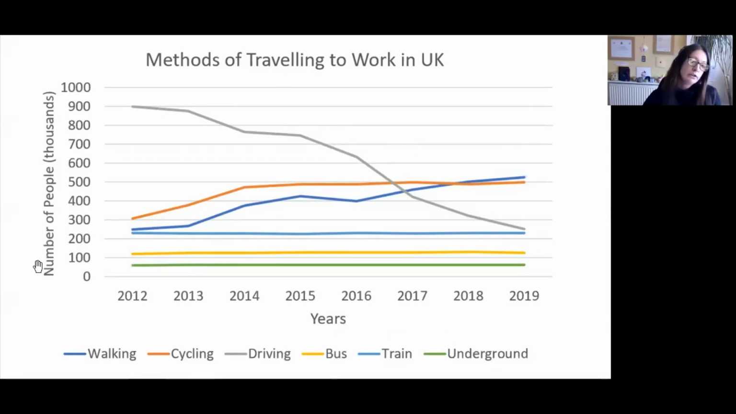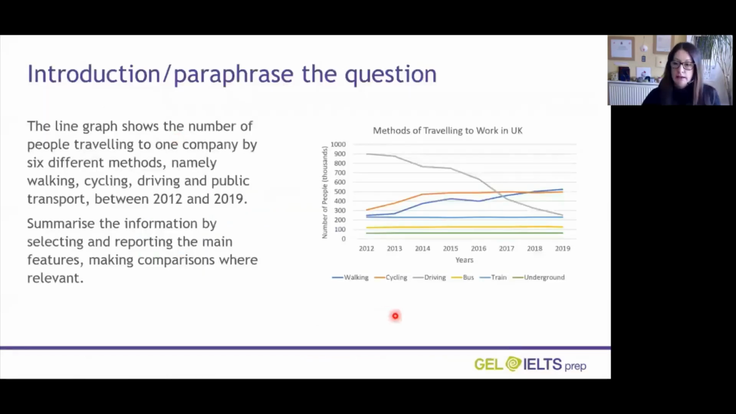And if we look here, we can see that the number of people, this is the number of thousands of people, and it's the methods of travelling to work in the UK. So we've got this in our question. It's important to think that we need to paraphrase this part. So this whole first section is what we need to paraphrase.